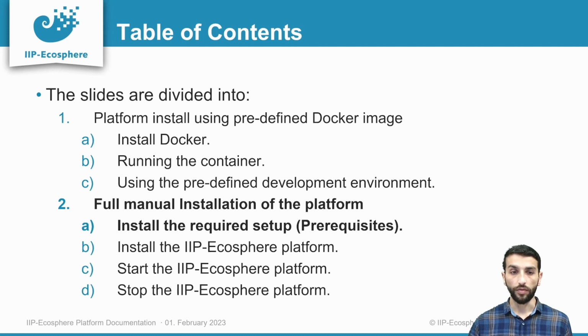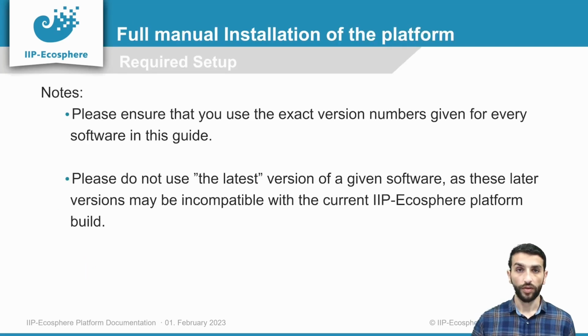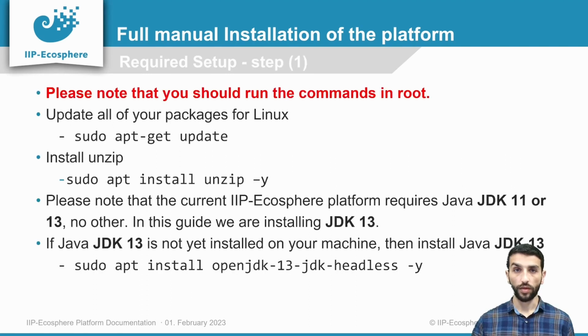Now, let's see the full manual installation of the platform. Let's start with installing the required setup, the prerequisites. We recommend to use the exact version of the software in this guide since they are tested with the platform. The other versions may be incompatible with the current IIP-Ecosphere platform build. Please be sure to run this command in root user.